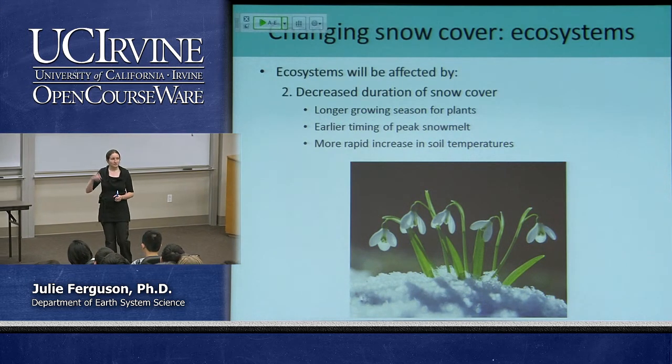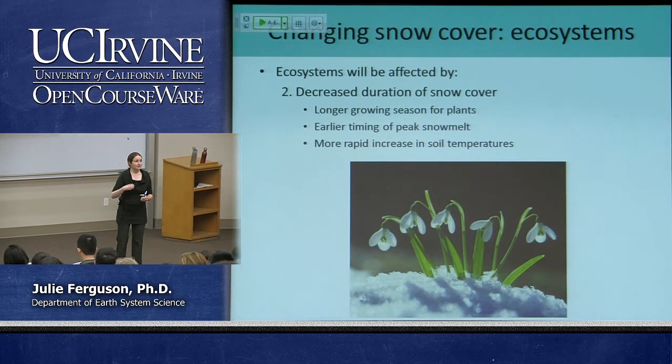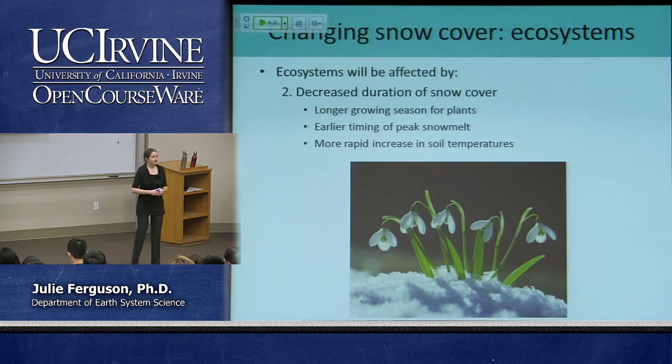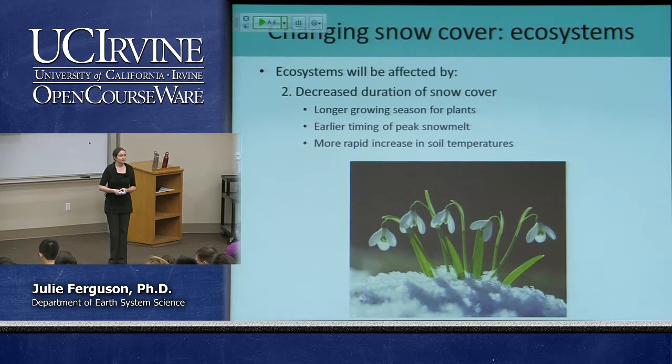And so all of that water that comes off in the peak melting time in the spring is going to be earlier. And things like fish sometimes rely on their breeding cycle and have lined that up with our peak snowmelt. Also, we get more rapid increases in soil temperatures, especially if we've frozen them.